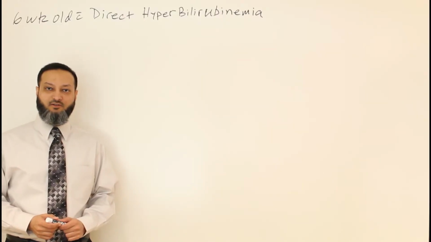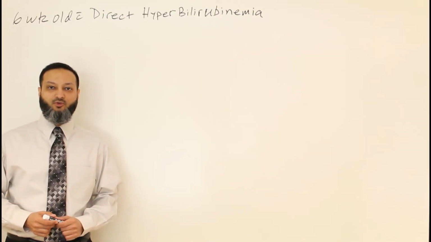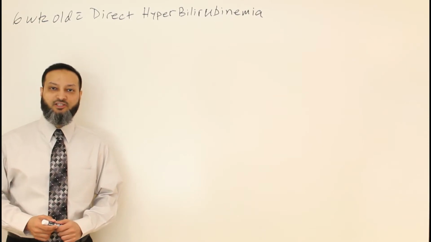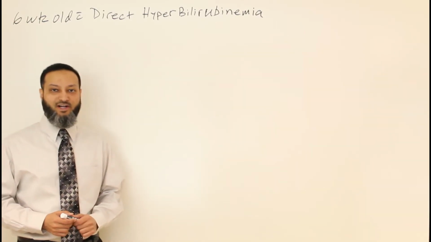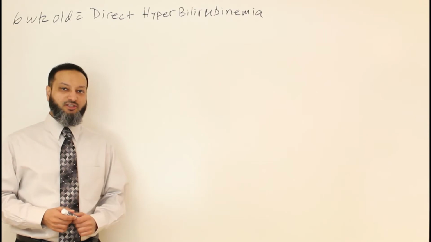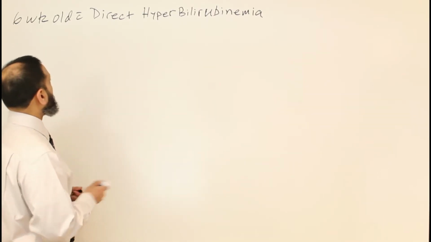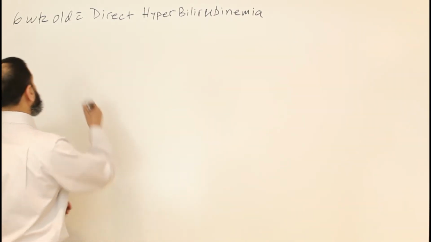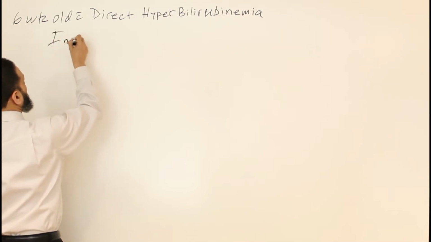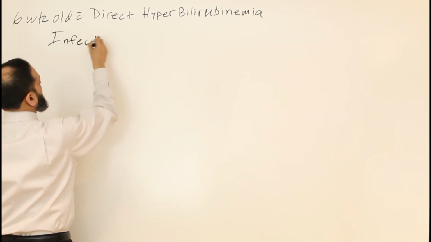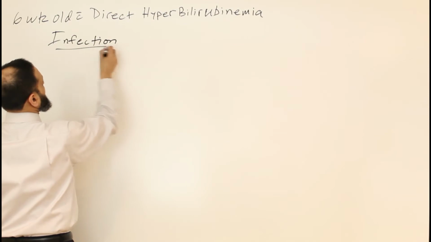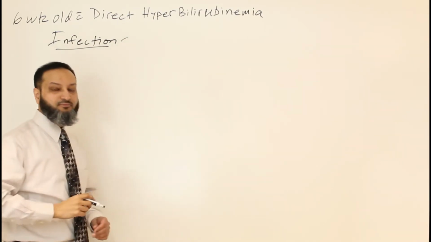So in this case, we have a 6-week-old coming in with direct hyperbilirubinemia. So let's create a differential diagnosis for direct hyperbilirubinemia, especially in a young infant. The first category we want to start with is infectious causes. Let's think about what are some of the infections that can cause direct hyperbilirubinemia in a young child.